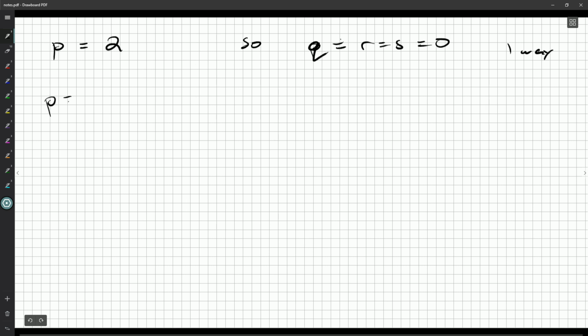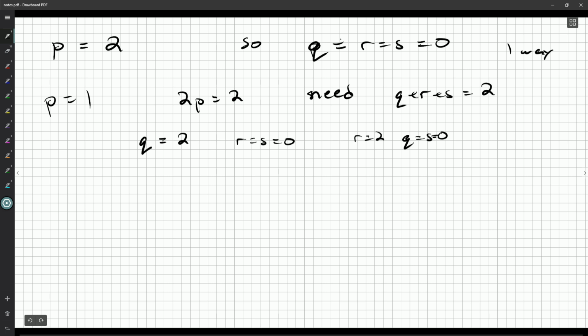What if p is equal to 1? Well, then 2p would be equal to 2. So what do we need? We need q plus r plus s to be equal to 2. How many ways are there to do that with all these numbers being non-negative? Well, for example, you could get q to be 2, and then r and s are 0. And I suppose you could have r is 2, and then q and s are 0. Or you could have s is 2, q and r are 0. So that's 3 ways.